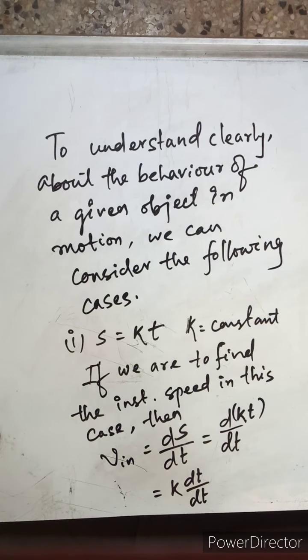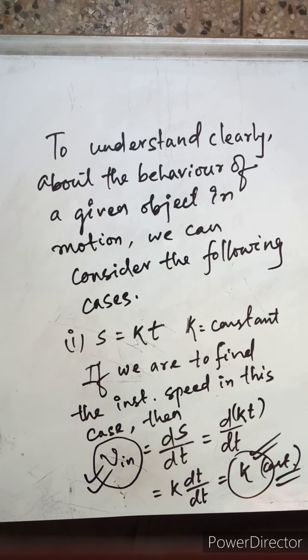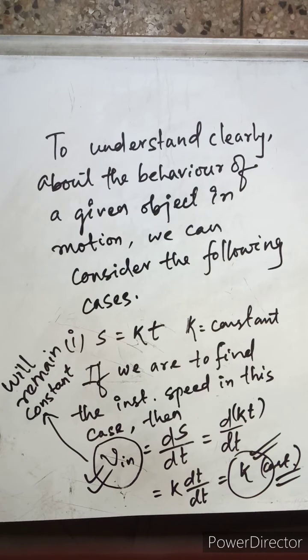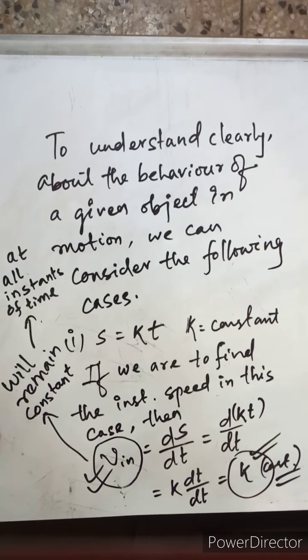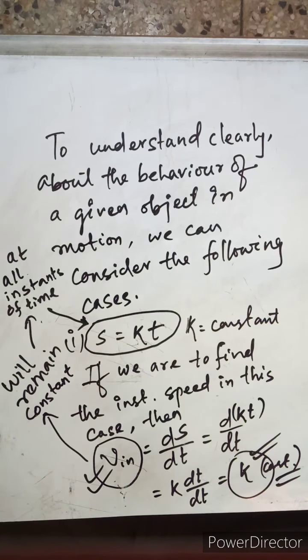So k is the constant, it goes outside, as per the rule of derivative, it cannot be differentiated. So dt/dt is equal to 1, so we are left with k, which is a constant. Now the instantaneous speed over here, as you can see, has become a constant. Okay, that means it remains the same throughout. Its value does not change. Yes, it remains constant at all instants of time, because the instantaneous speed's equation has been obtained to be a constant, so it will remain constant at all instants of time.